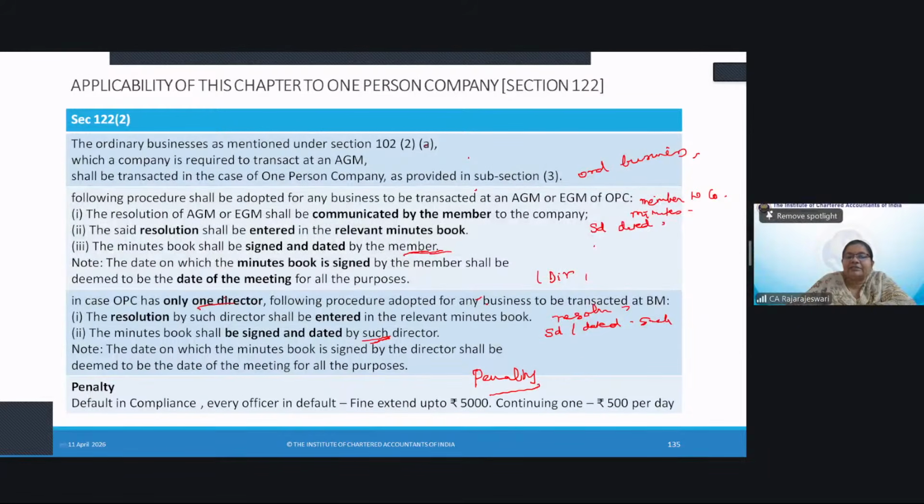Every officer in default is liable to a fine which may extend to 5,000 rupees, and for continuing default it is 500 per day. The penalty will be applicable to the one person company.